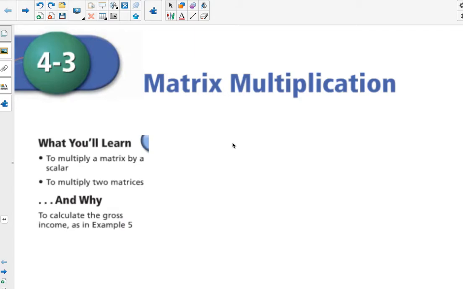4.3 matrix multiplication, part 1. Okay, so we are looking at how to multiply a matrix by a scalar.